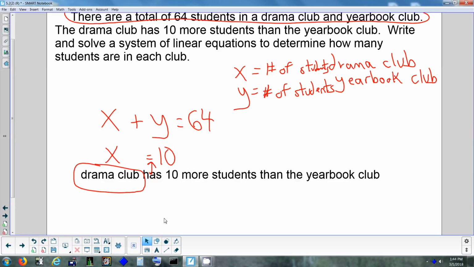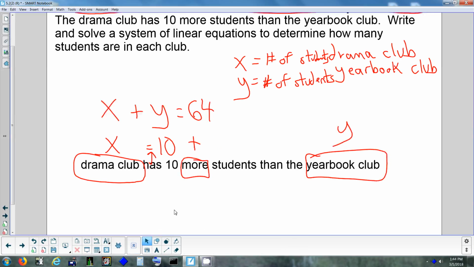Well, would it be plus y? I'm not done yet. We're not done with the sentence. Then what's the next thing that it says? 10 more. What does that mean, Josiah? More means plus, and then the students in the yearbook club. So of those last five words, what's the most important thing? Yearbook club, right? And yearbook club is what? Y. There you go. Are we done? We're very close.